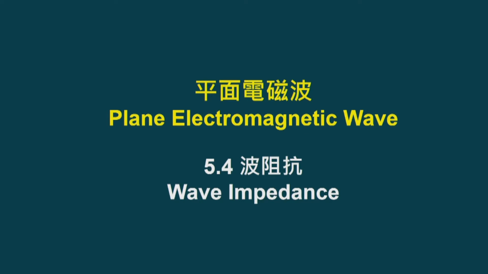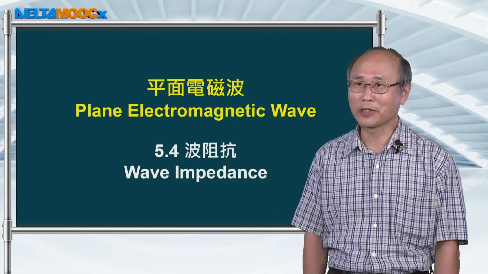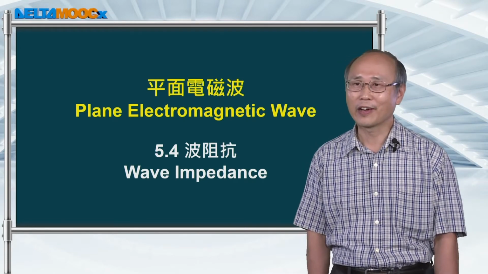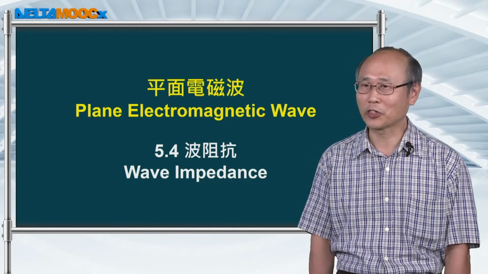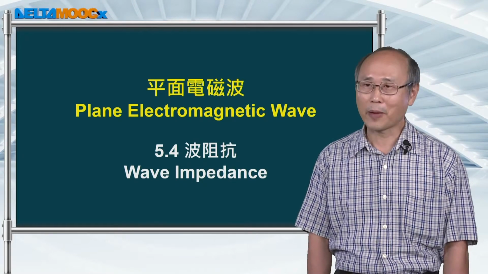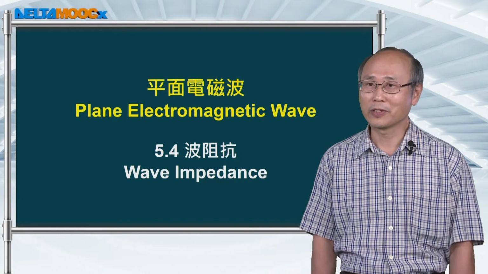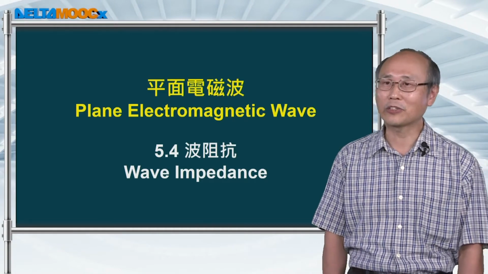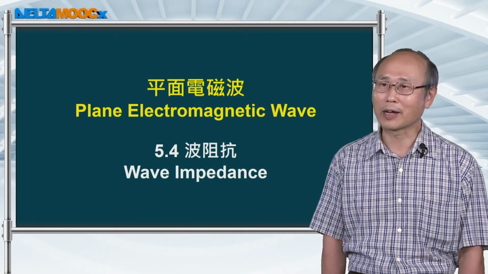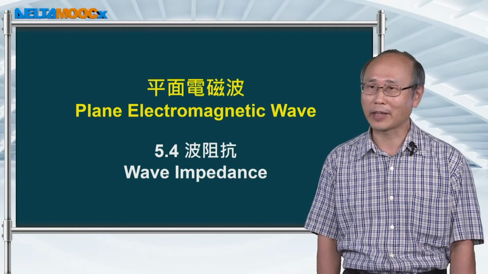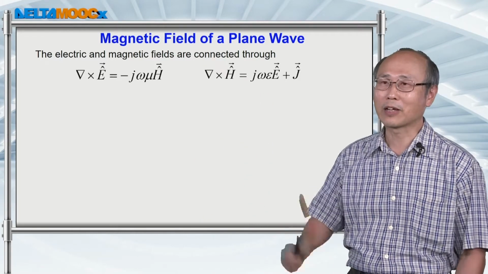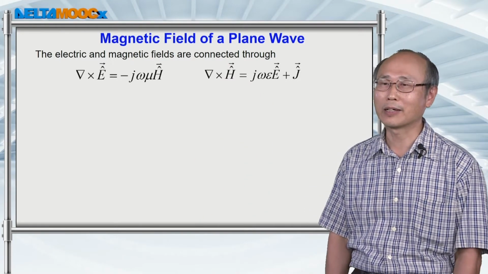If you still remember, when we talk about transmission lines, there's a ratio associated with the voltage and current, and we call V over I equal to the impedance of the circuit. The same thing happens to an electromagnetic wave. There's a certain ratio associated with the electric field and magnetic field. So in this session, I'm going to tell you the ratio and also the directional relationship between E and H and also K.